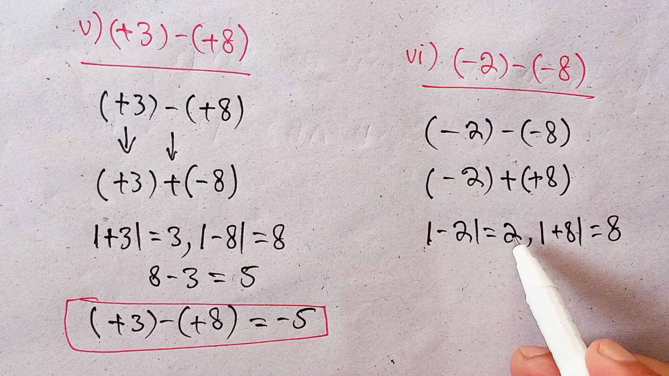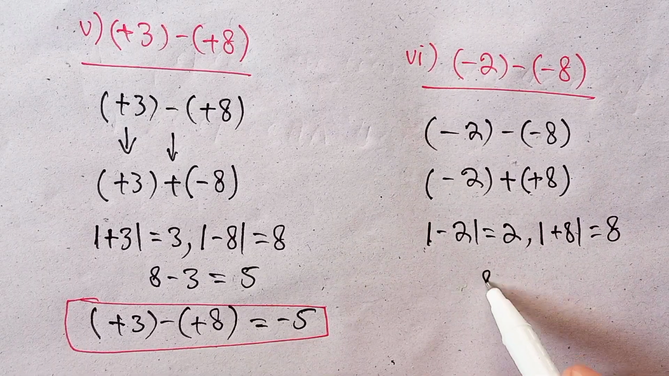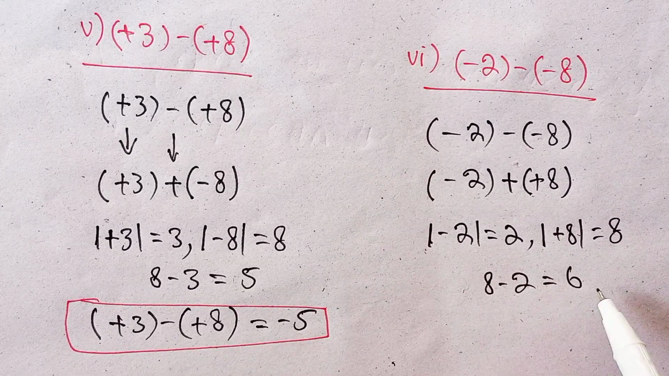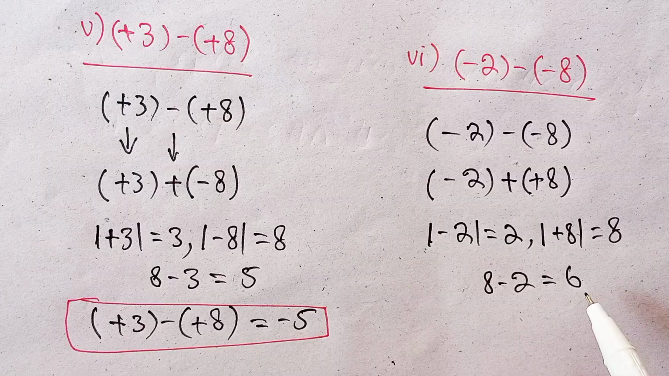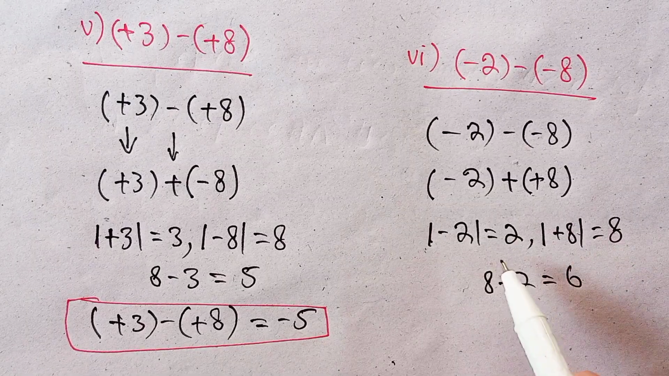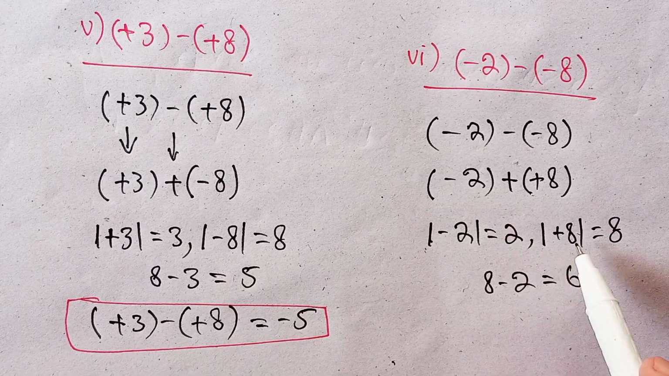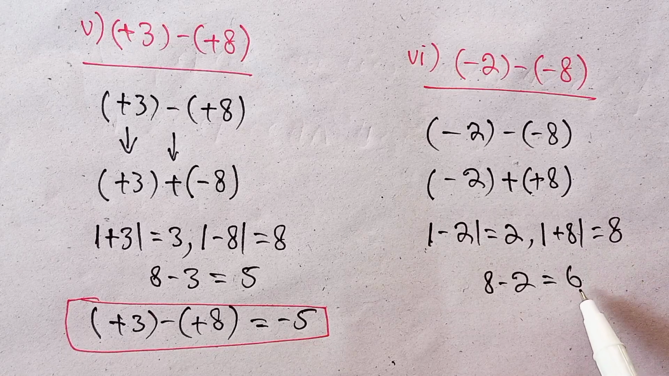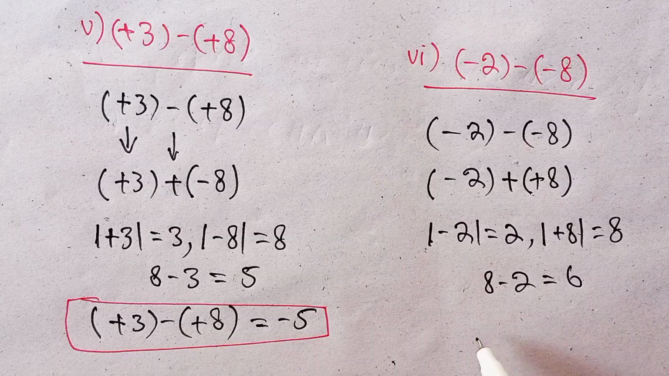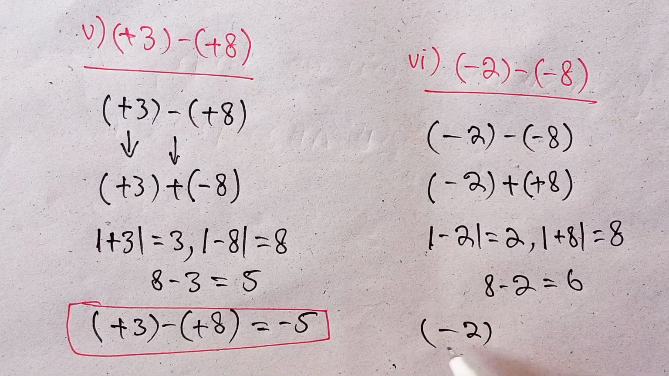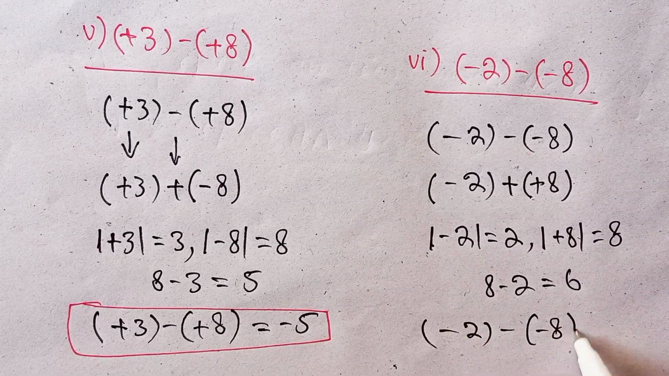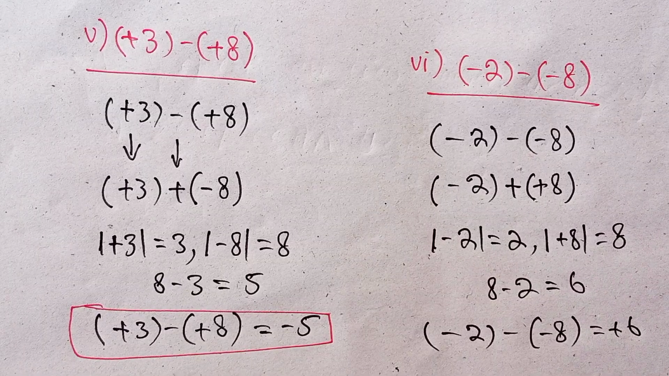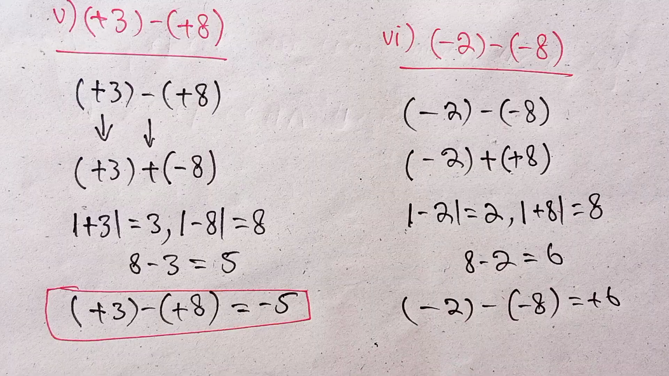So we will subtract the smaller absolute value from the greater one. So 8 minus 2 equals 6. Now if you look at the absolute values of the two integers, the integer with the greater absolute value has a positive sign before 8. So we will put a positive sign before the final answer. So negative 2 minus negative 8 equals positive 6. Right, this is our final answer.